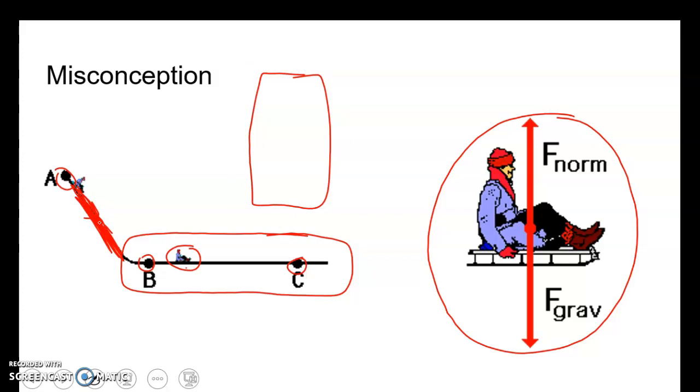But when we're in a flat surface, understand normal force and gravity are equal, because the pull down of gravity is being counteracted by the push up of, in this case, the sled on the body as opposed to the ground, but essentially it's still a normal force.